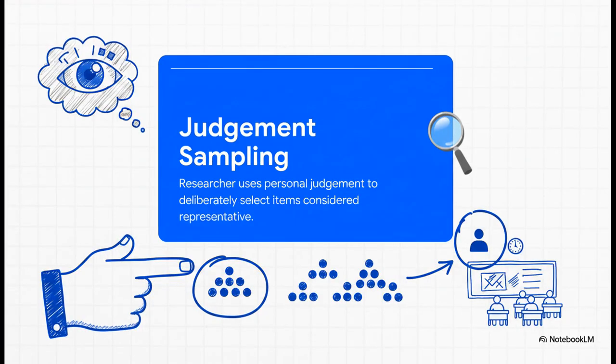Moving on, we've got judgment sampling. Here, the researcher's choice basically reigns supreme. They use their own personal judgment to deliberately pick items they believe are representative of the whole population. For instance, a researcher might handpick one specific classroom of college students to test out a new teaching method. Now, this is great for early qualitative research, but the accuracy? It relies completely on the researcher having totally impartial judgment.